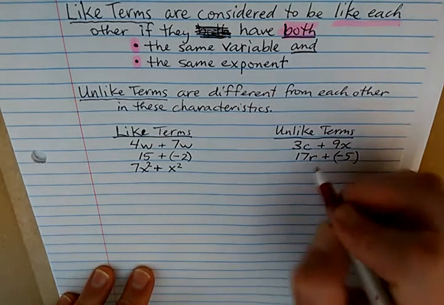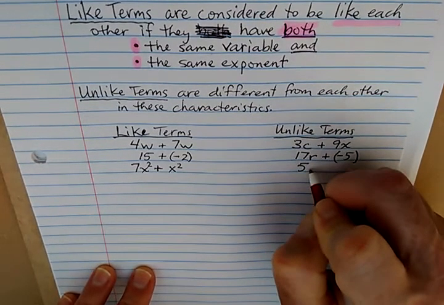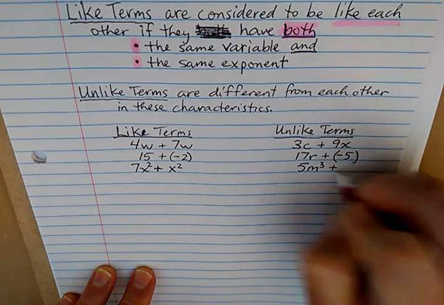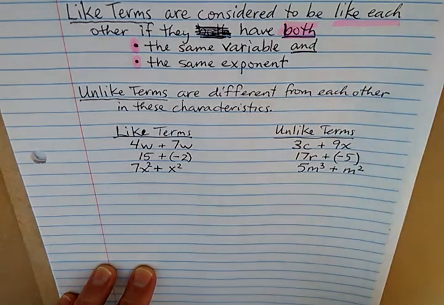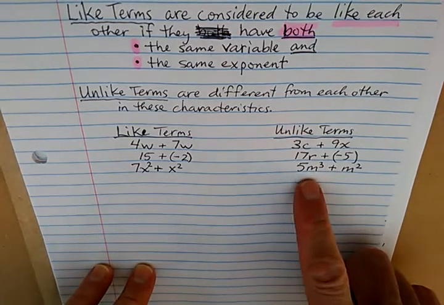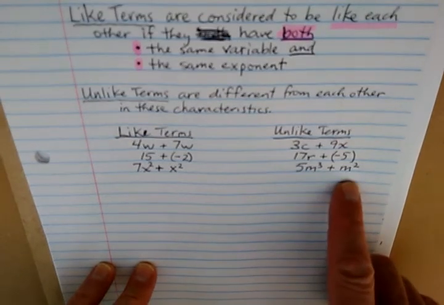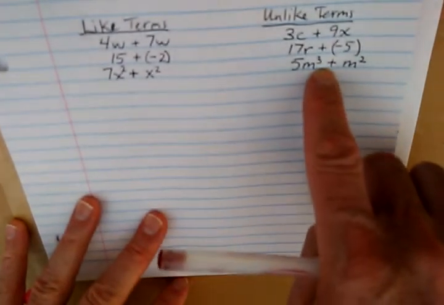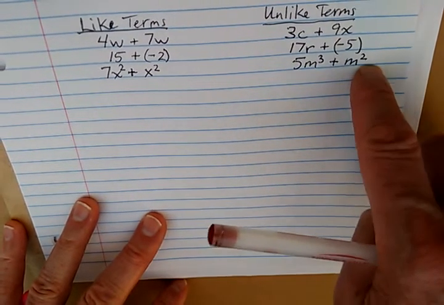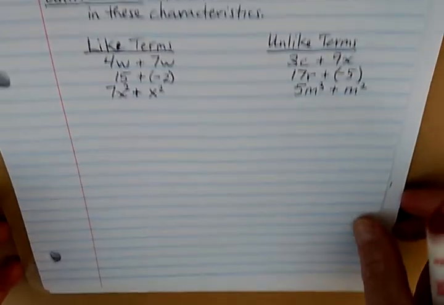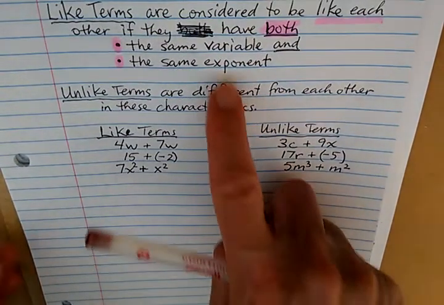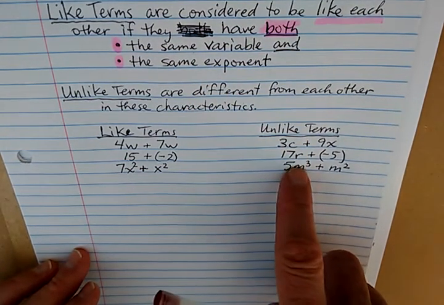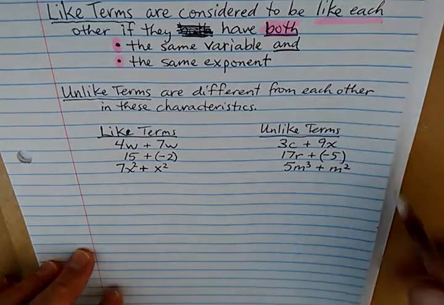But if we were to have 5m to the third power plus m to the second power, these would be considered unlike terms because they both have the m, which is good, but this one has the exponent 3 and this term has the exponent 2, and that doesn't fit the requirement because the requirement says they have to have both the same variable and the same exponent, but these two terms don't.